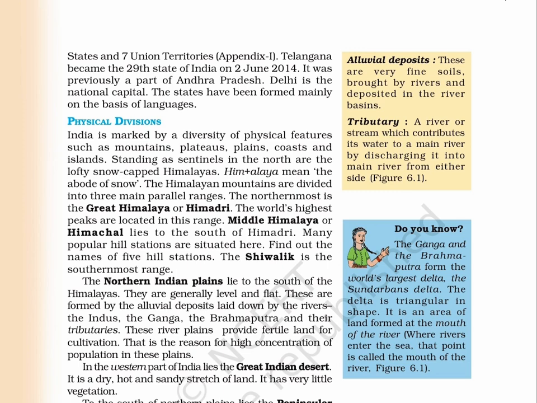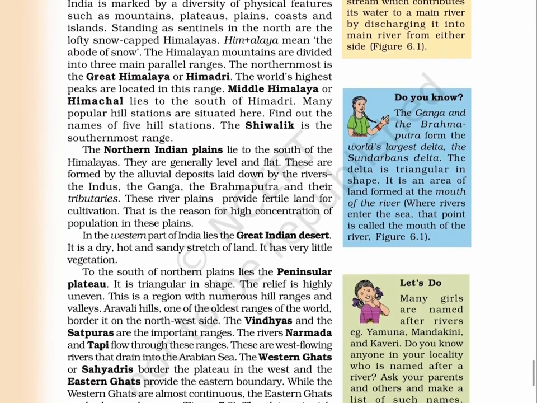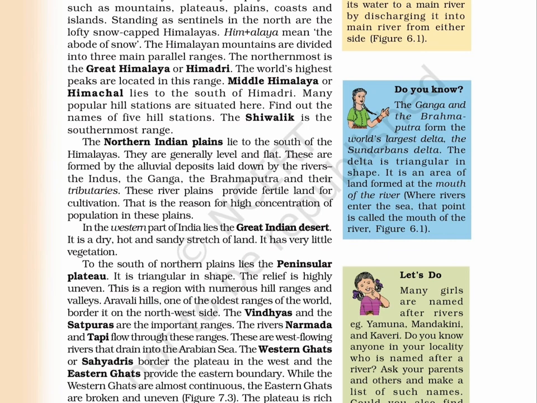Find out the names of 5 hill stations. The Shivalik is the southernmost range. The northern Indian plains lie to the south of the Himalayas. They are generally level and flat. These are formed by alluvial deposits laid down by the rivers, the Indus, the Ganga, the Brahmaputra, and their tributaries. These river plains provide fertile land for cultivation. That is the reason for high concentration of population in these plains.